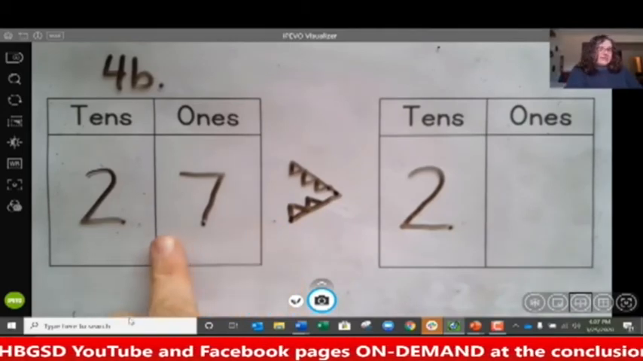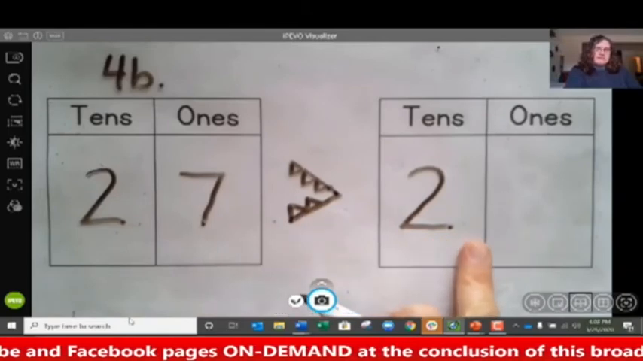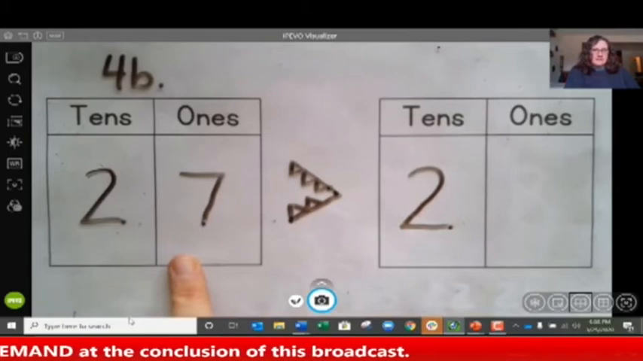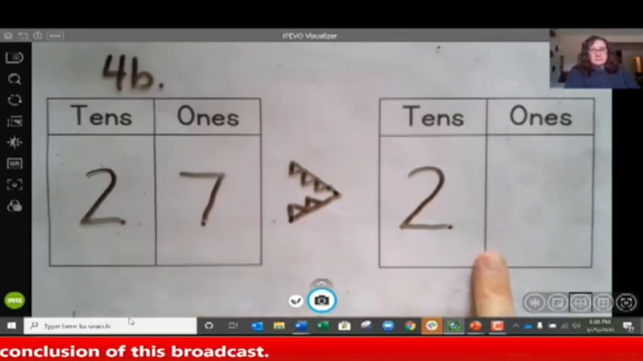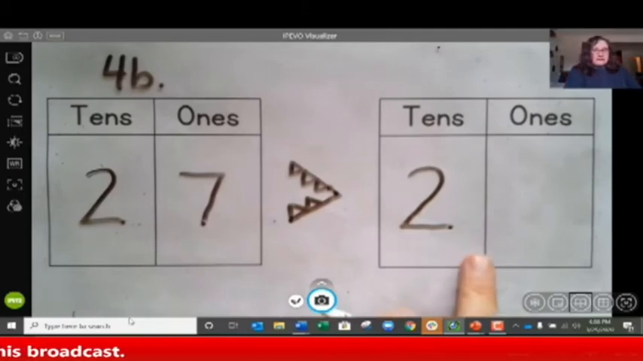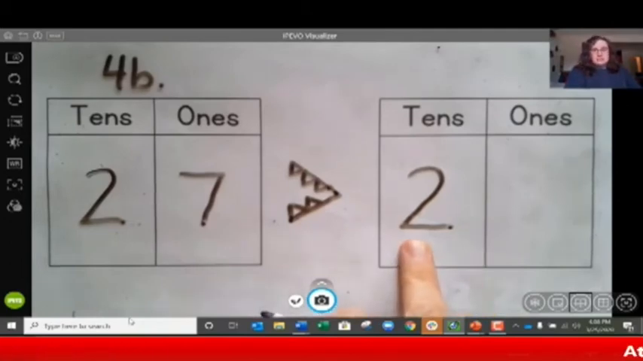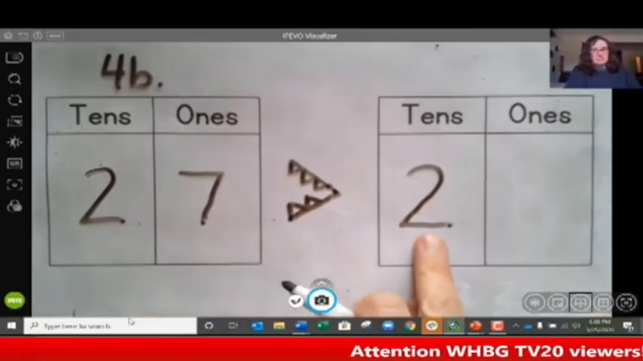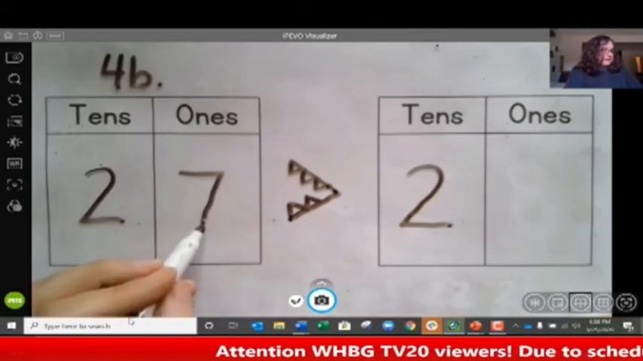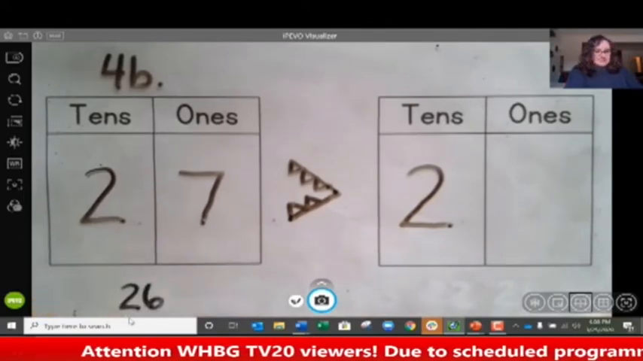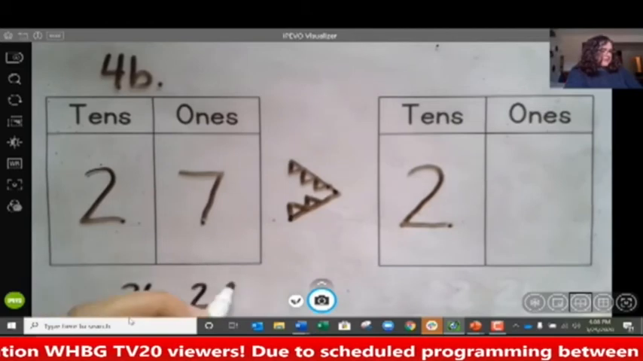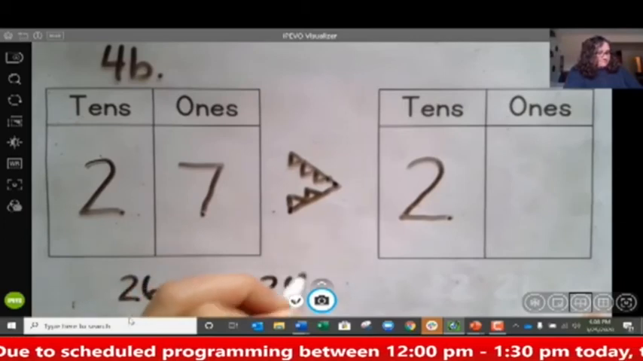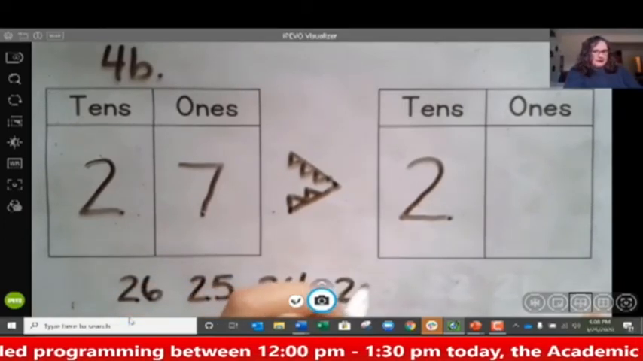So if 27 is greater than this number, does that mean this number is bigger or smaller than 27? Did you say smaller than 27? It's smaller than 27, but we also know it has to have a 2 in the tens place. So let's brainstorm numbers smaller than 27 that have a 2 in the tens place. 1 less than 27 is 26. We could also use 25. What's 1 less than that? 24. How about 23?